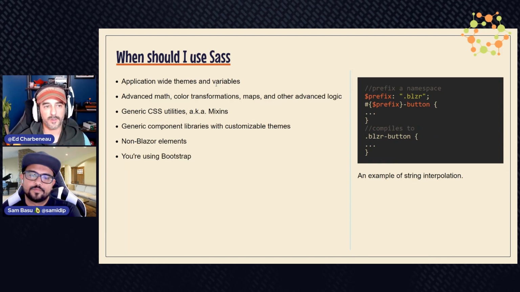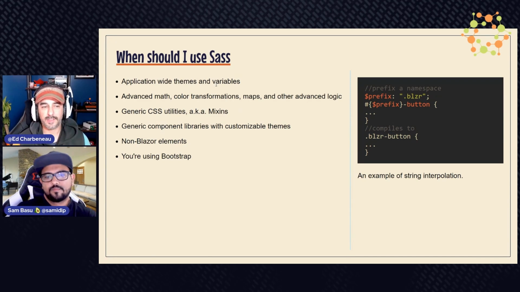So if you're looking to build application-wide themes, you want to use variables, maybe you want light theme, dark theme, something that's easy to change if the company changes brand colors, things like that. Sass is going to be helpful there. There's also a lot of advanced things that it can do with math, color transformation, mapping arrays from one set to another, really advanced logic and loops and things like that. There are generic CSS utilities that you can use, and these are libraries of mix-ins that you can get additional functionality that doesn't come with the basic Sass modules.